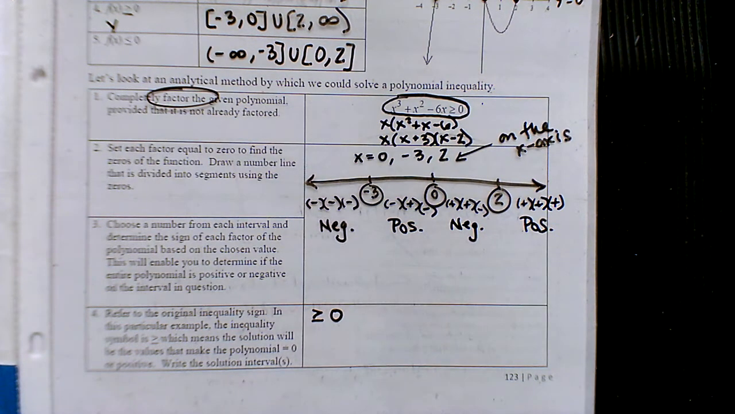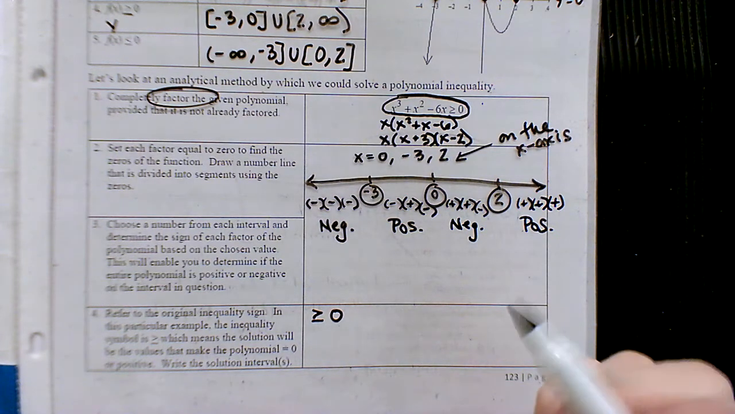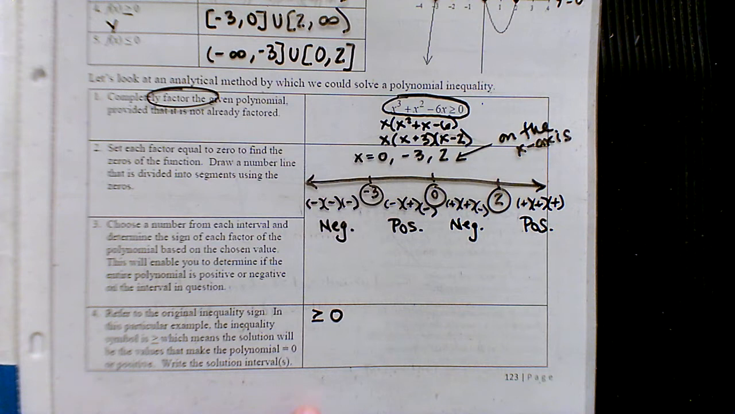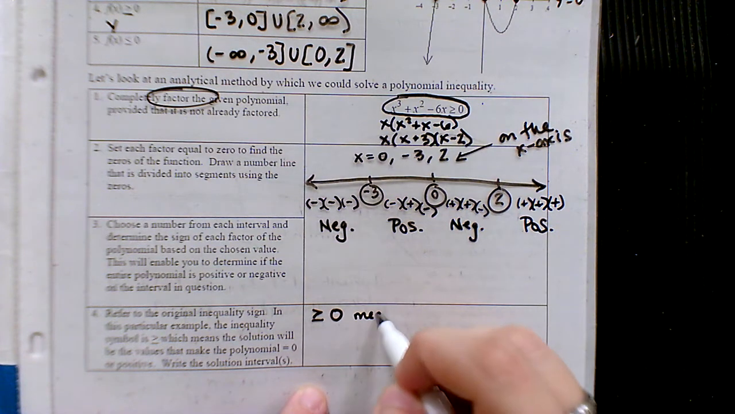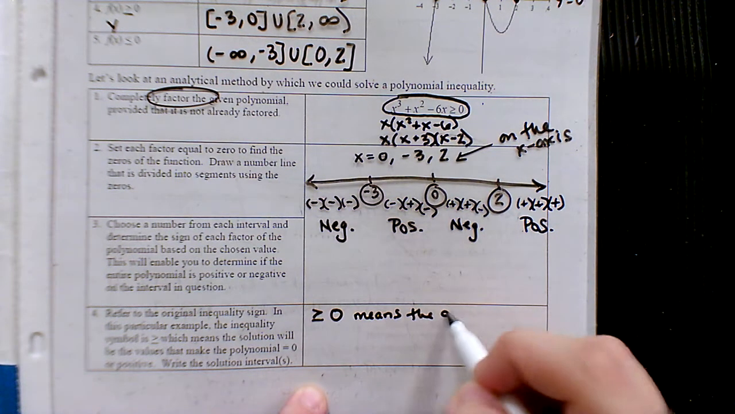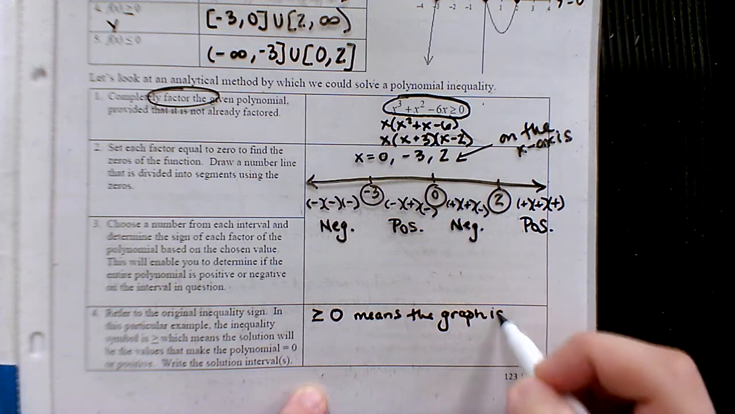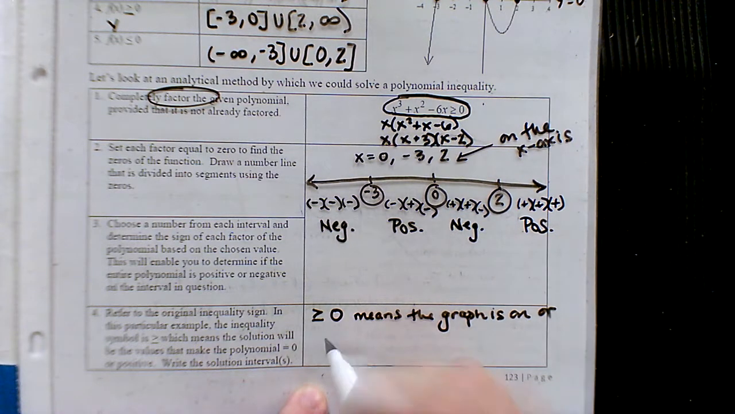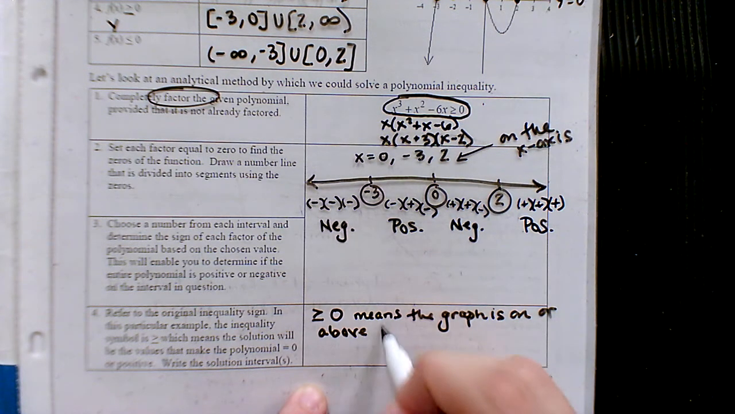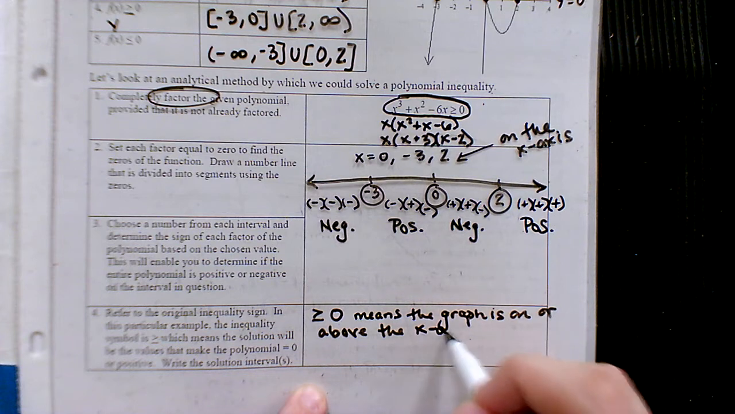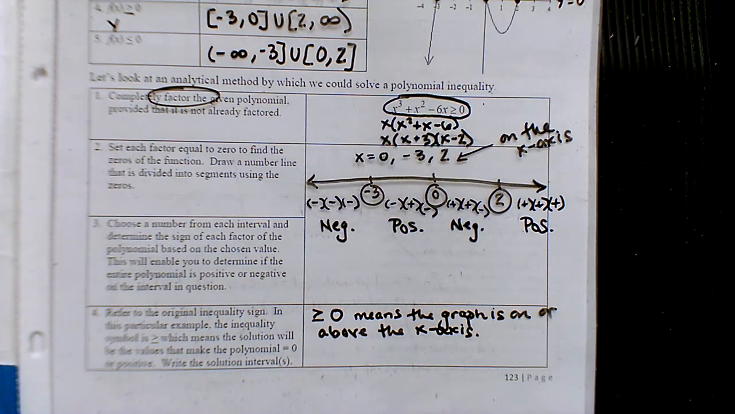So that inequality, greater than or equal to 0, what are we trying to analyze or figure out based off the graph? Are we above the x-axis, below the x-axis? Do we happen to be on the x-axis? What is that symbolizing? On or above 0. Okay, so that inequality means the graph is on or above 0, aka the x-axis.